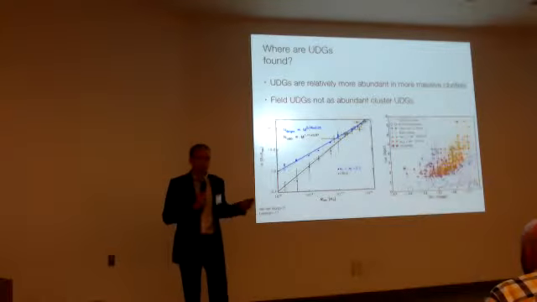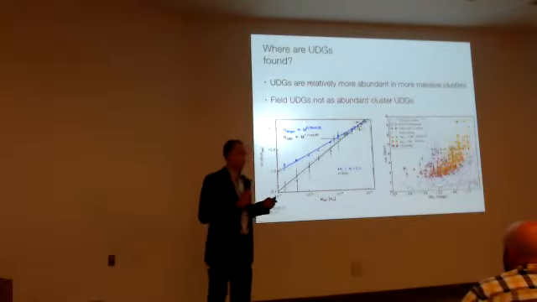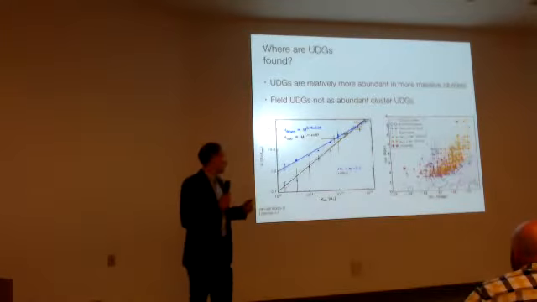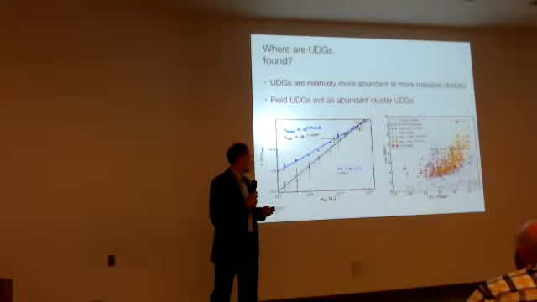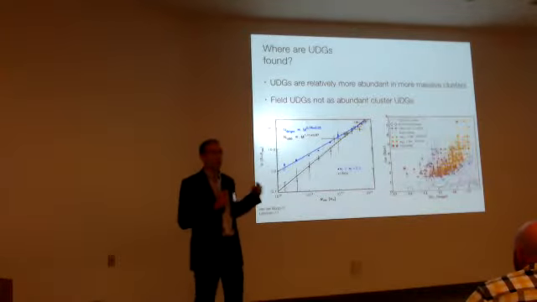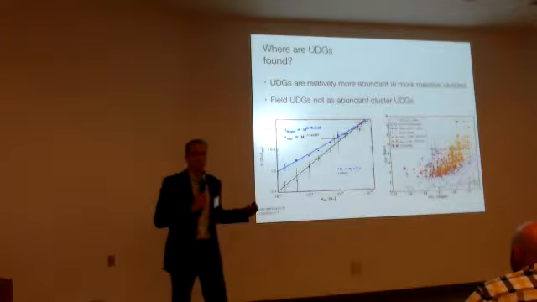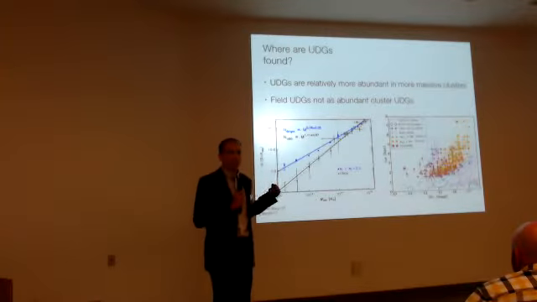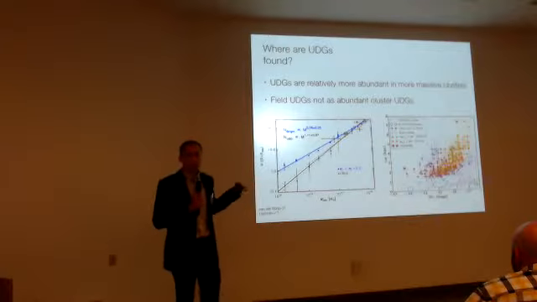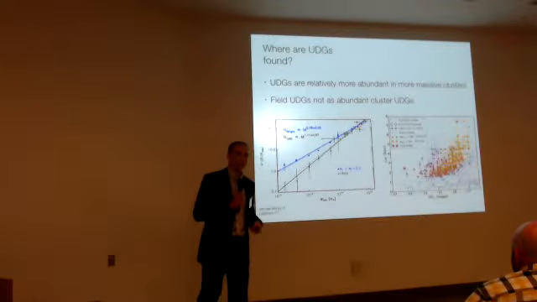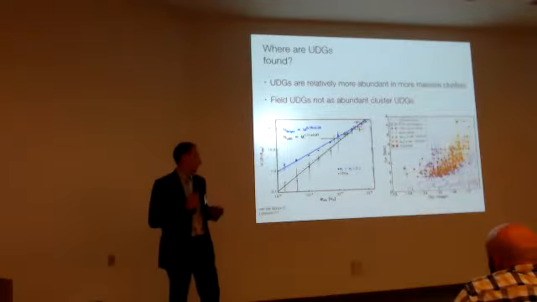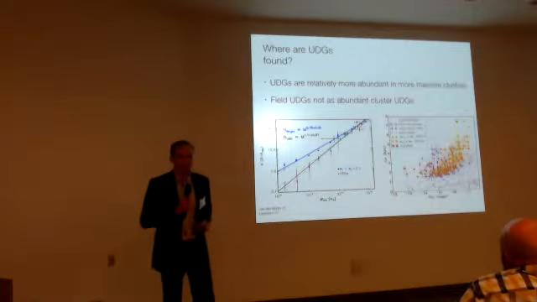Both of these works have been pointed out previously: UDGs were first identified in massive clusters. And it appears that while there are UDGs in the field, there's a huge population of UDGs in the cluster. And the abundance of UDGs relative to the abundance of brighter dwarf galaxies increases with increasing cluster mass. So this, to me, suggests some effect of environment on the UDG population.